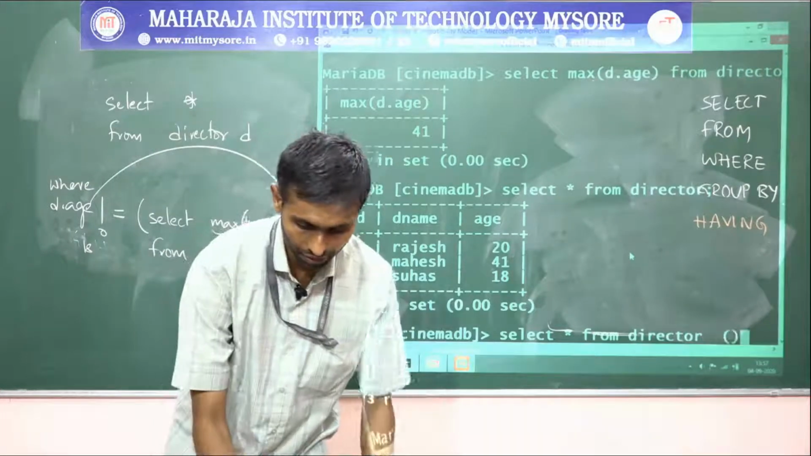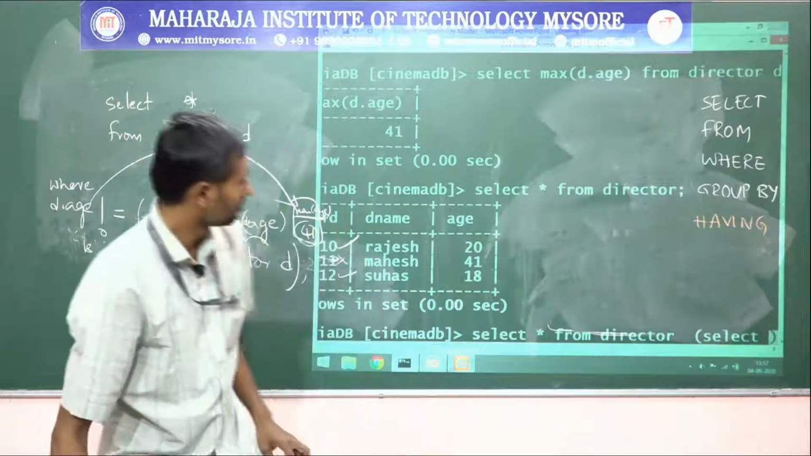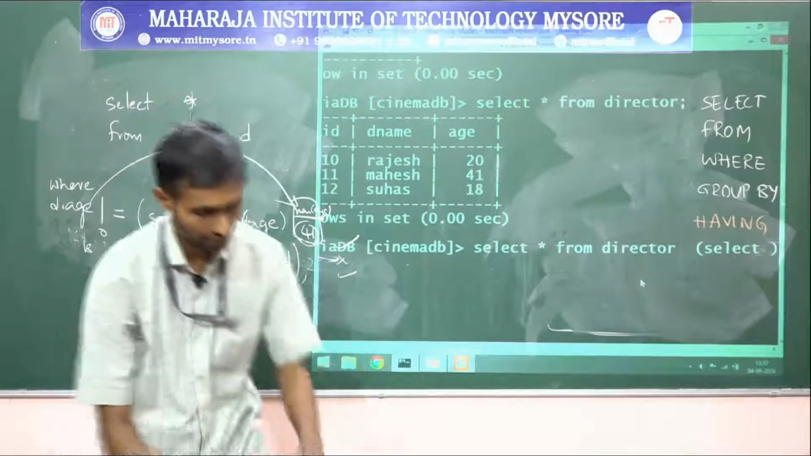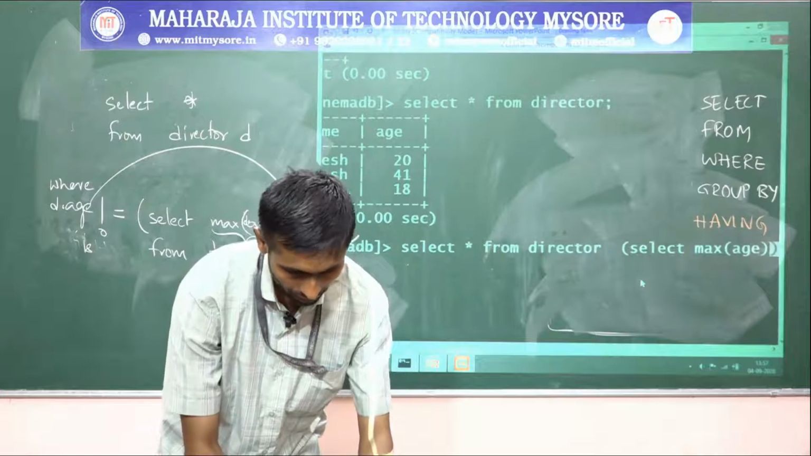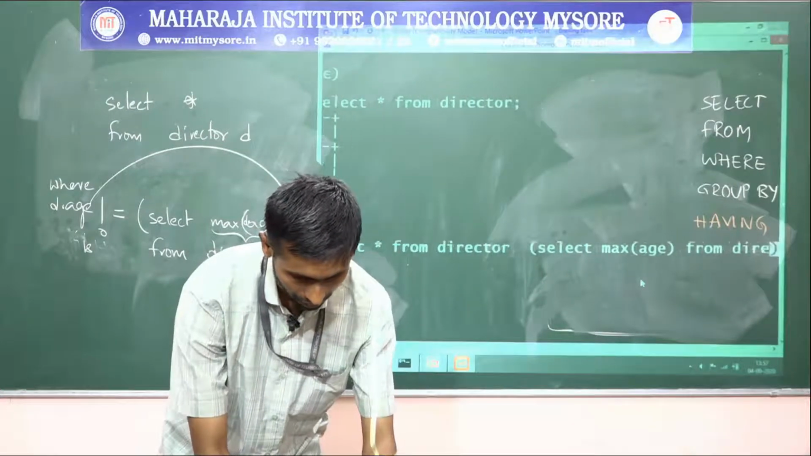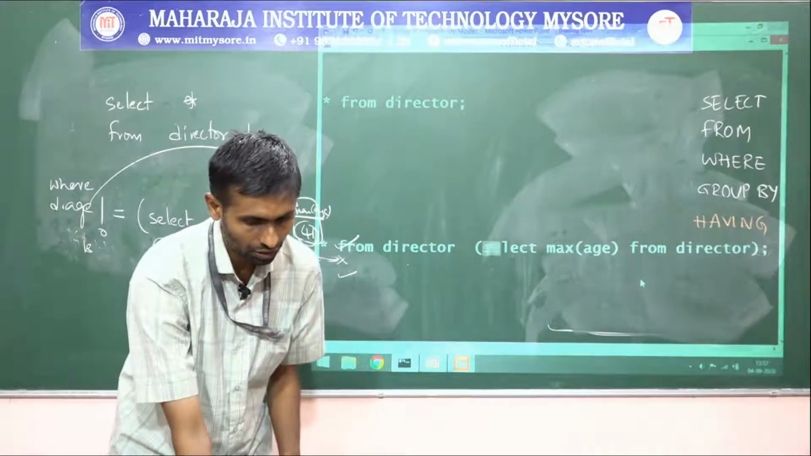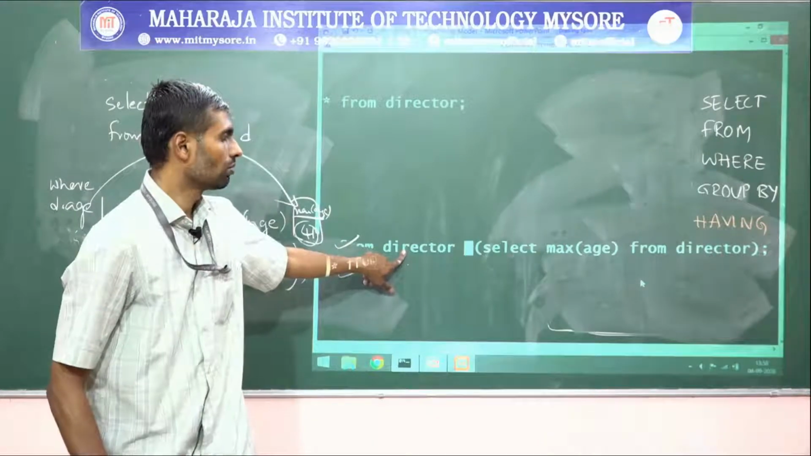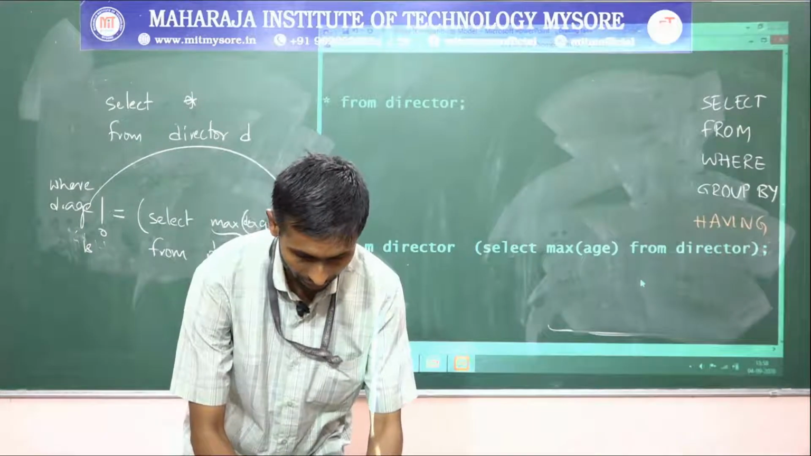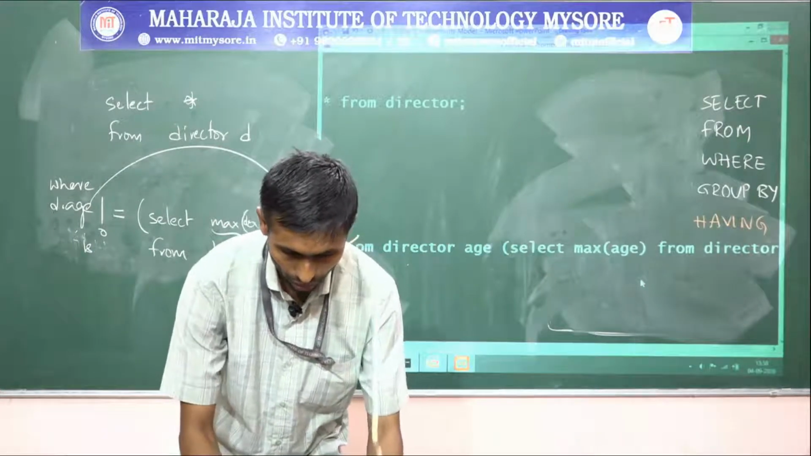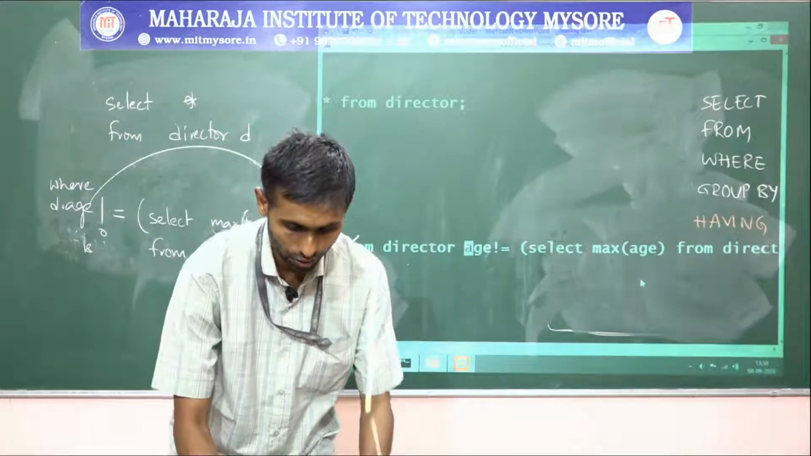Then one more query we have written is select maximum of age from director. Maximum age gives me a maximum value, but I don't want the maximum. I want a list of directors which doesn't contain the maximum age director, right? Such persons I don't want there. So age should not be equal to the maximum age, or it can be less than, we can write that also.